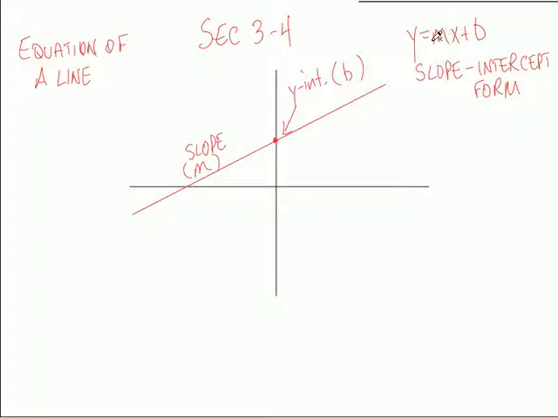There's the slope right there, and there's the b. That's supposed to be a b. It's kind of weird. But that's the y-intercept. The x and the y, they just stay x and y.